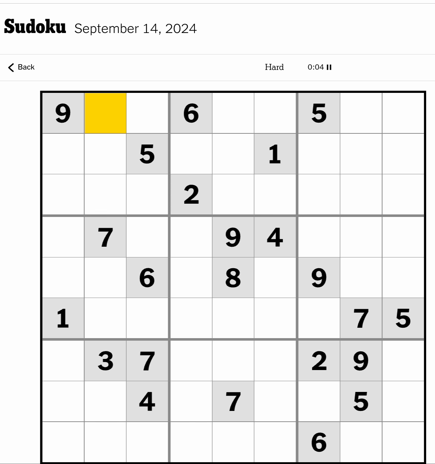Hey, and this is New York Times Sudoku Hard for September 14th, 2024. Let's get it going.